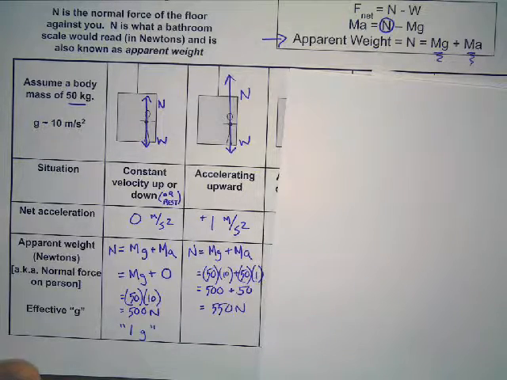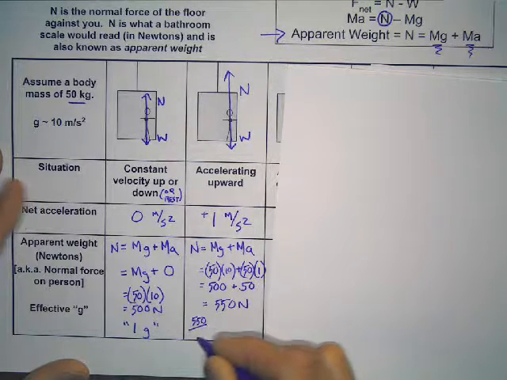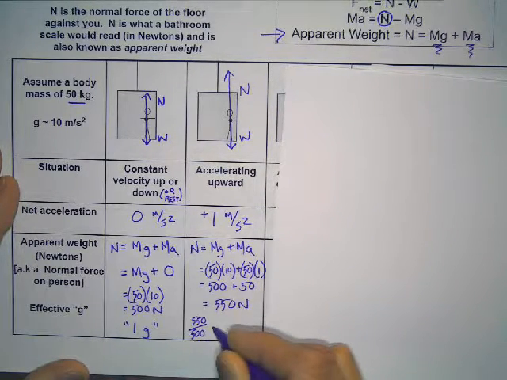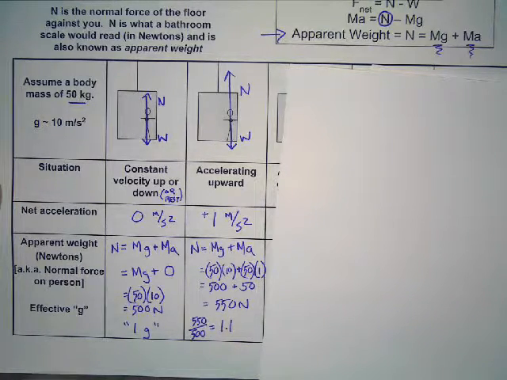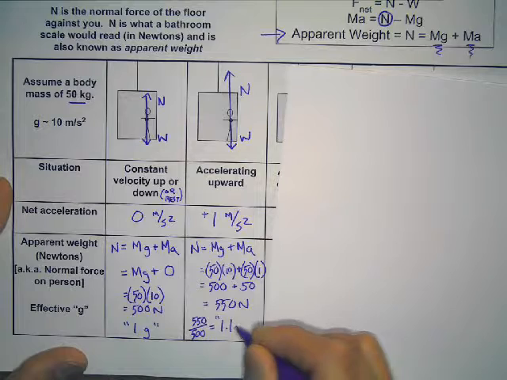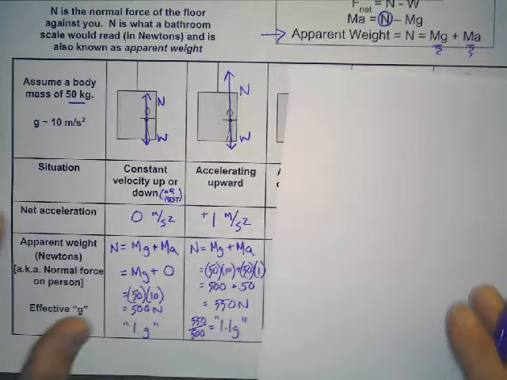Okay. Now, if you look at the ratio of 550 to 500, that's a ratio of 1.1. And so we would say that in this situation, you're feeling a g-force of 1.1 g's because you feel heavier by a factor of 1.1. You're not really heavier, but you feel that normal force pushing on you harder.